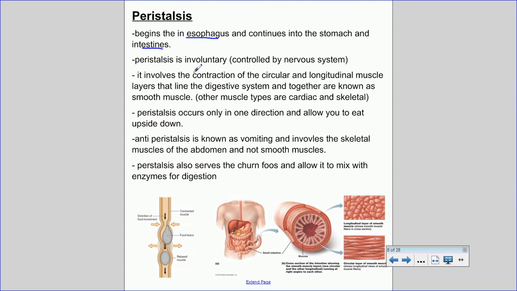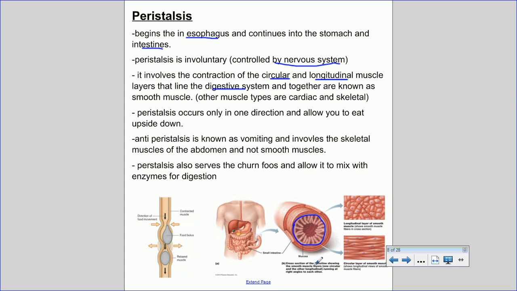So peristalsis is an involuntary set of muscle contractions which is controlled by the nervous system. It involves contraction of the circular and longitudinal muscle layers that line the digestive system. Basically, that tube that runs from your mouth to the other end has two layers of muscle around it. So if this is part of our intestinal tract here, you have one layer of muscles which is referred to as the circular muscle layer.